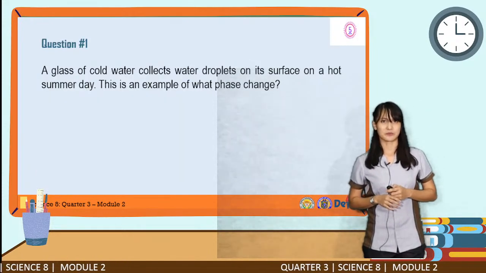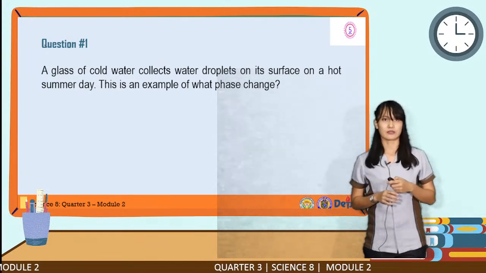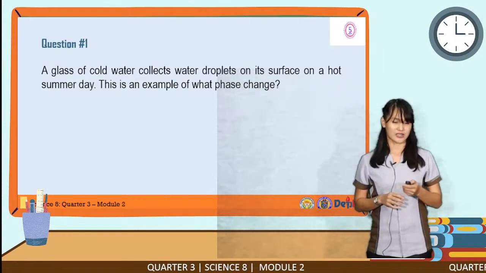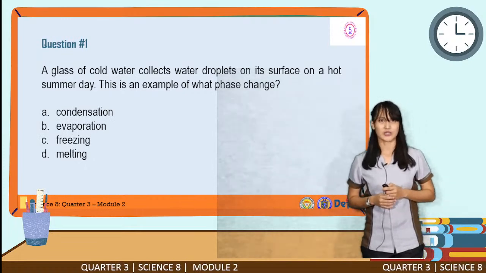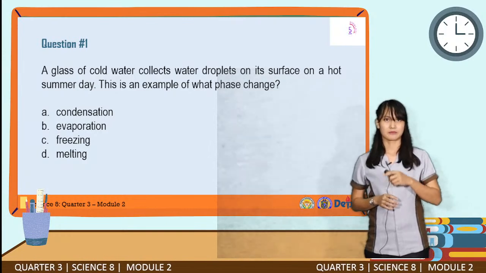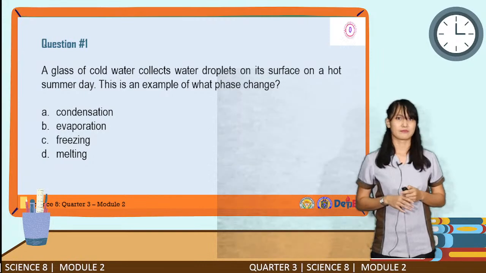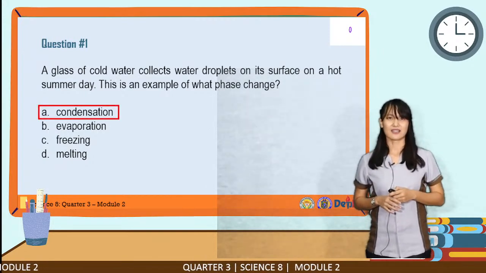Question number 1. A glass of cold water collects water droplets on its surface on a hot summer day. This is an example of what phase change? A. Condensation. B. Evaporation. C. Freezing. D. Melting. Alright, so the answer is letter A, condensation.